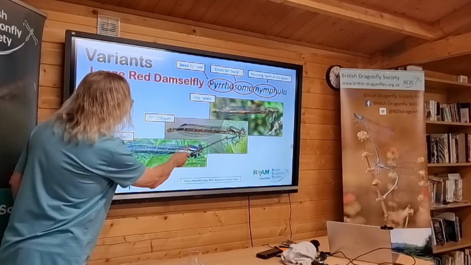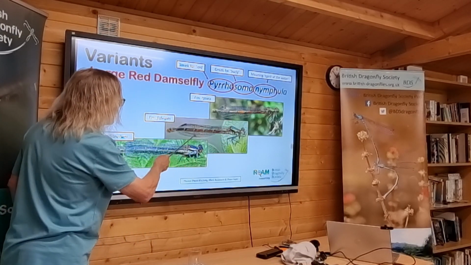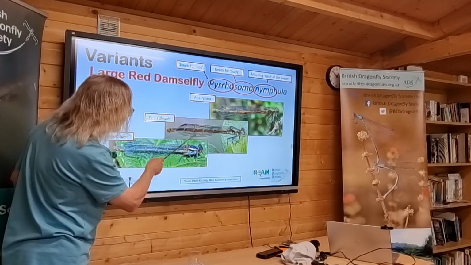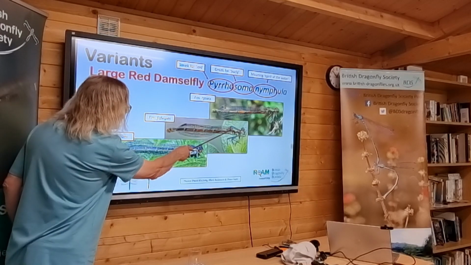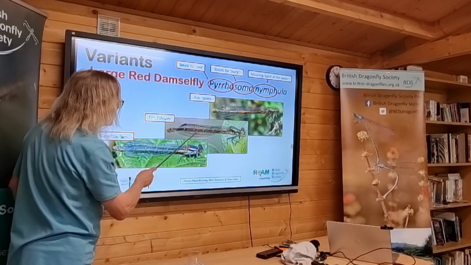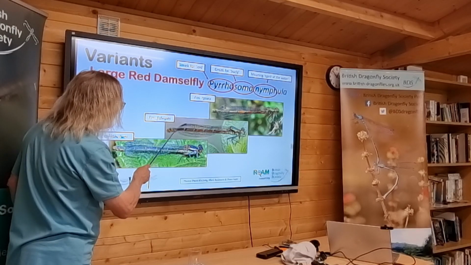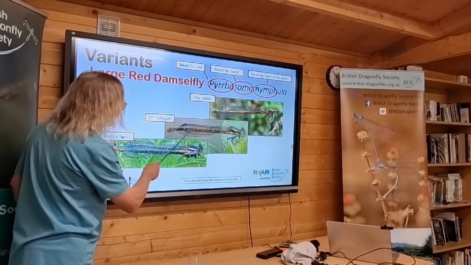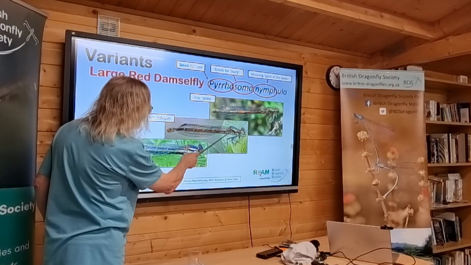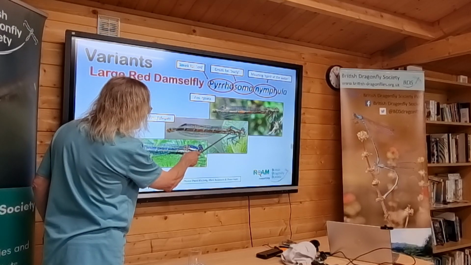There's the fulvipes, which is this one here, which I think is closer to the male. It's an okay picture, but again has the yellow stripes, but it's got a bit more black on the end here, and it's a slightly darker insect. It's got more black here.